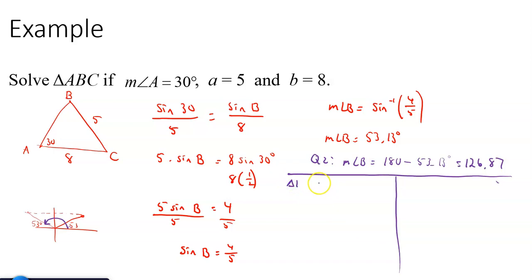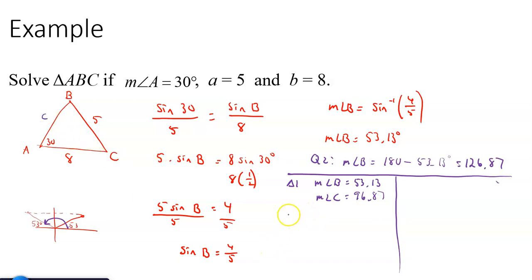So triangle number 1. The measure of B is 53.13, which means that the measure of C is 180 minus 30 minus 53.13. So 180 minus the 30 that was given minus the 53.13 that I found is 96.87. All right, so that means that the only thing left I have to do is find side C. Side C is this one over here.